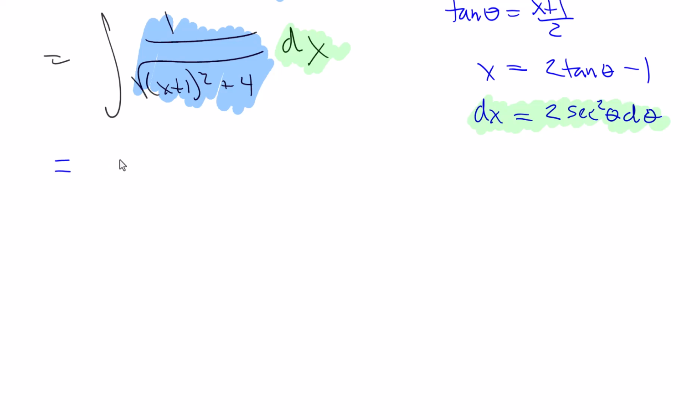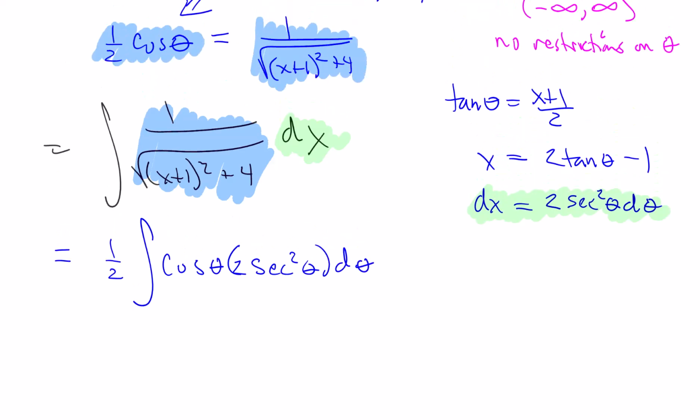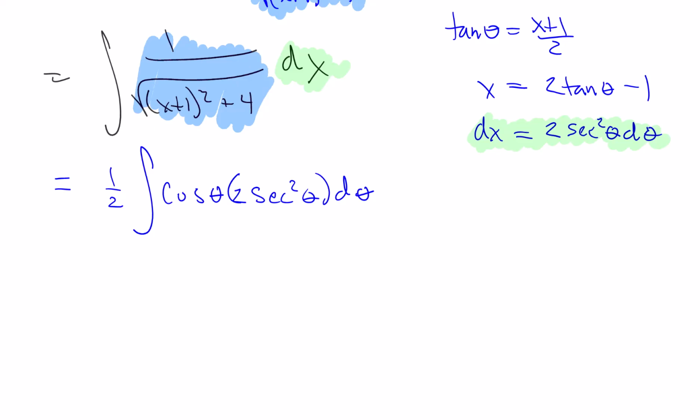Doing the replacements, we'll say this equals 1/2 times the integral of cosine theta times 2 secant squared theta d theta. That's all just kind of replacing the stuff I've identified. Just go ahead and replace one for the other. You'll find that that's the case. And that, of course, is equal to just the integral of secant theta d theta, right? Again, do the simplification. The 1/2 cancels with the 2.